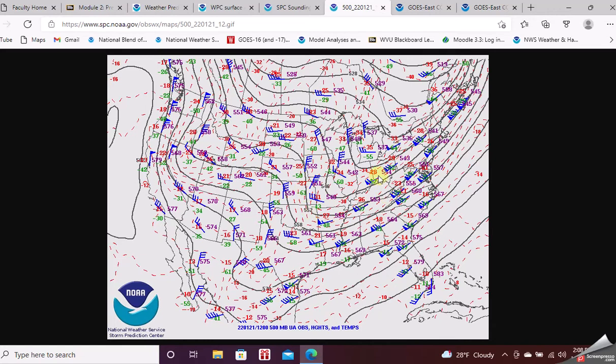And where this low pressure is at 500 millibar here, that is what actually is going to eventually be impacting our surface front and causing it maybe to have a low pressure along it, which might bring some icing and snow to the eastern part of the United States.